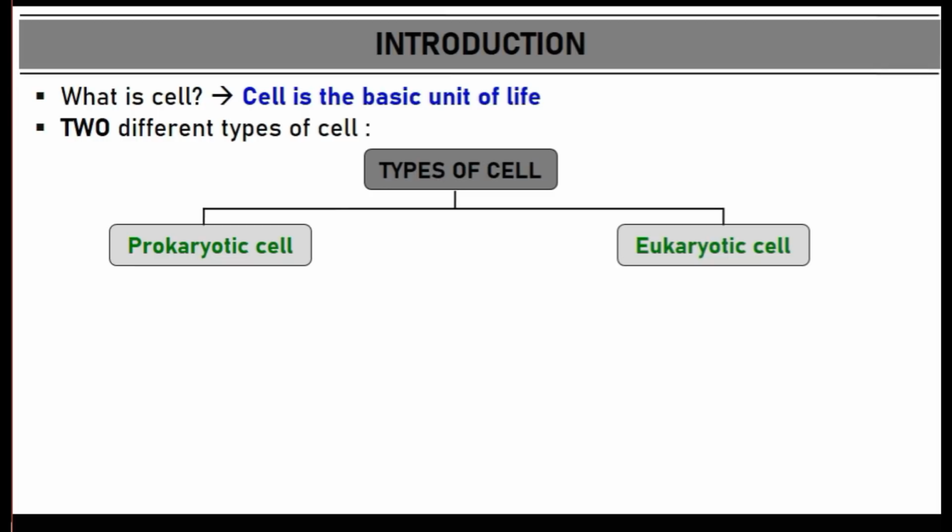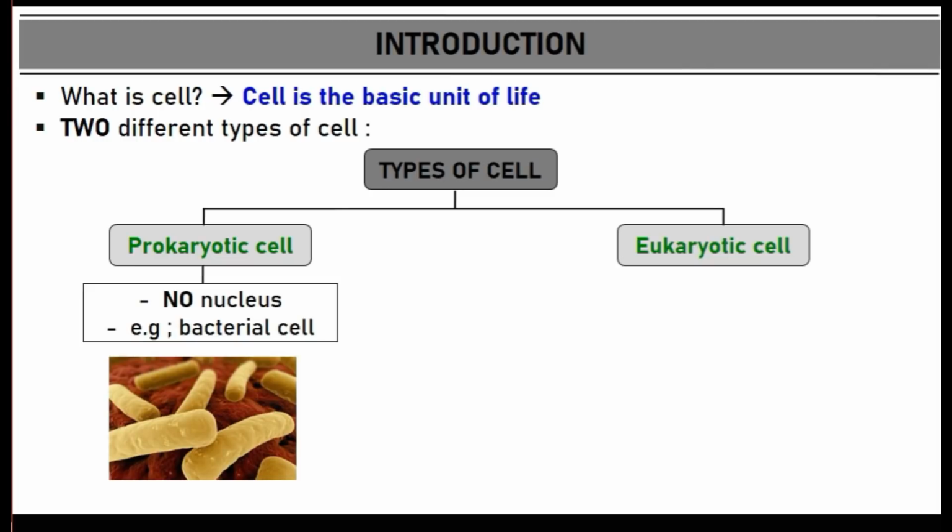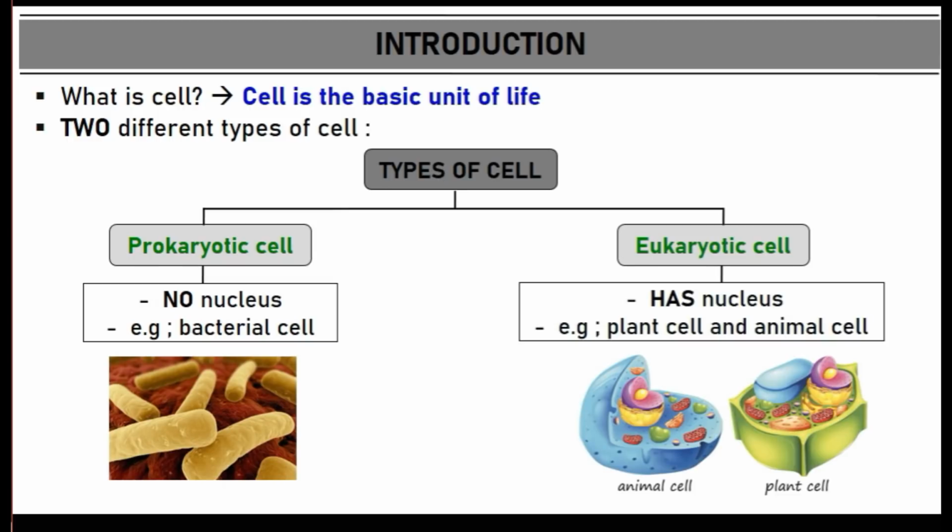Prokaryotic cells will form the organisms called prokaryotes, like bacteria. The eukaryotic cells, like plant and animal cells, will form the organisms called eukaryotes. The examples of eukaryotes are animals, plants, and fungi.